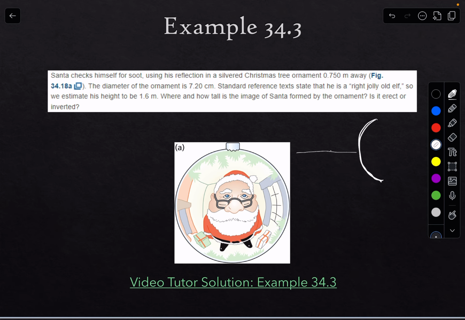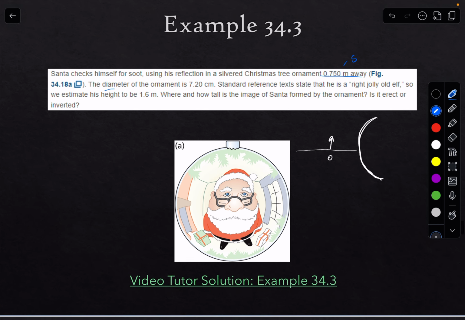And our object is in front of the mirror, aka Santa Claus. I'm sorry, I always swap that. And he happens to be 0.75 meters away. Okay, so that's going to be our S, the object distance. And the diameter of the ornament is 7.2 centimeters. So we can figure out that the radius is 7.2 centimeters over 2.